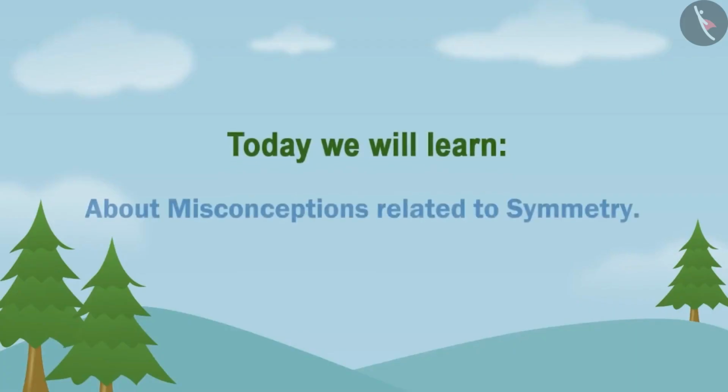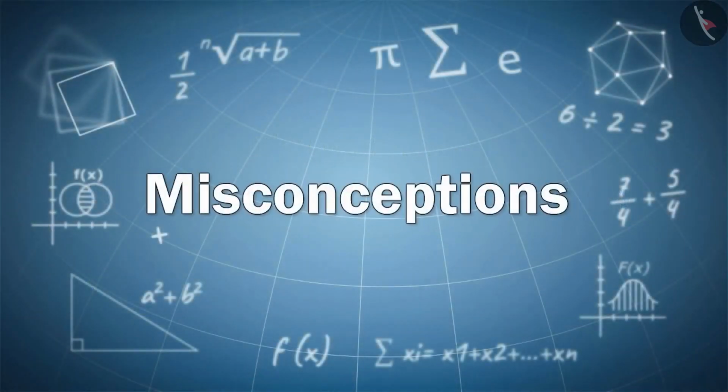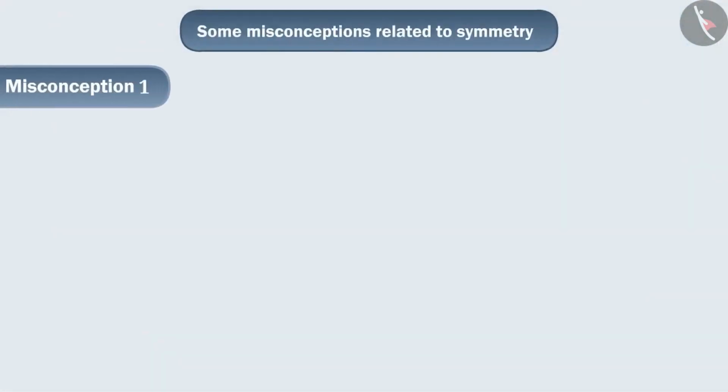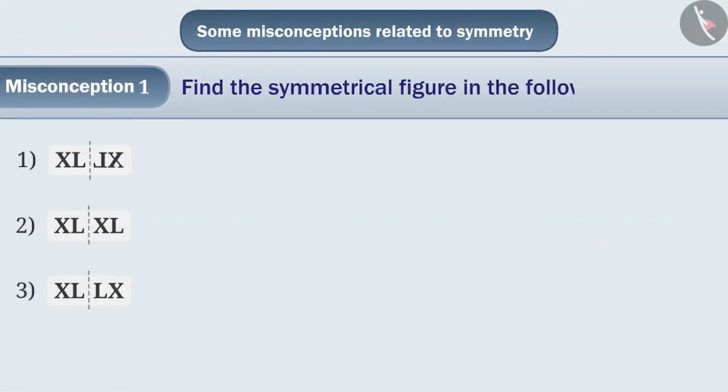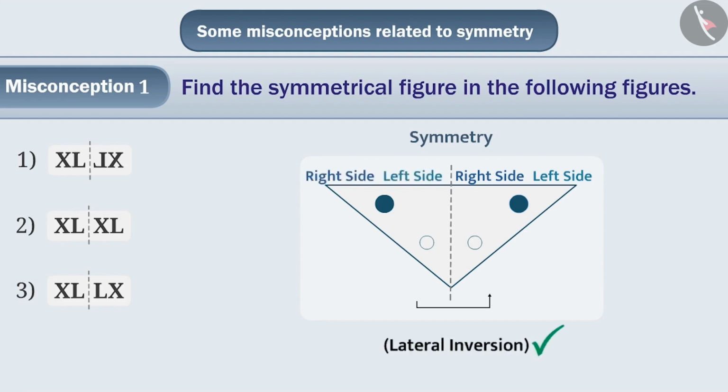Today, we will learn about misconceptions related to symmetry. Misconception 1. Find the symmetrical figure in the following figures. Children do not understand symmetry correctly. They do not understand that two such parts of symmetrical shape can be made that they meet each other perfectly. By considering the dotted line as a mirror line, they do not see whether the shape of the figure is properly presented in the mirror following lateral inversion.